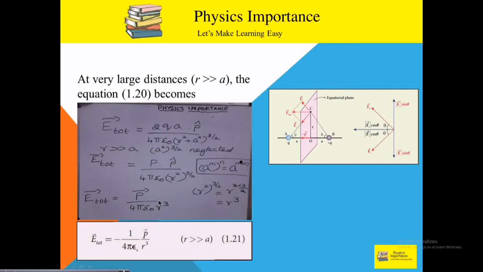So here E total is equal to P into P cap, which means P vector, isn't it? P vector by 4 pi epsilon naught R cube. So E total is equal to minus 1 by 4 pi epsilon naught, P vector by R cube. So this is the expression for the electric field at a point due to an electric dipole on the equatorial plane. So the equation is E total is equal to minus 1 by 4 pi epsilon naught, P vector by R cube.